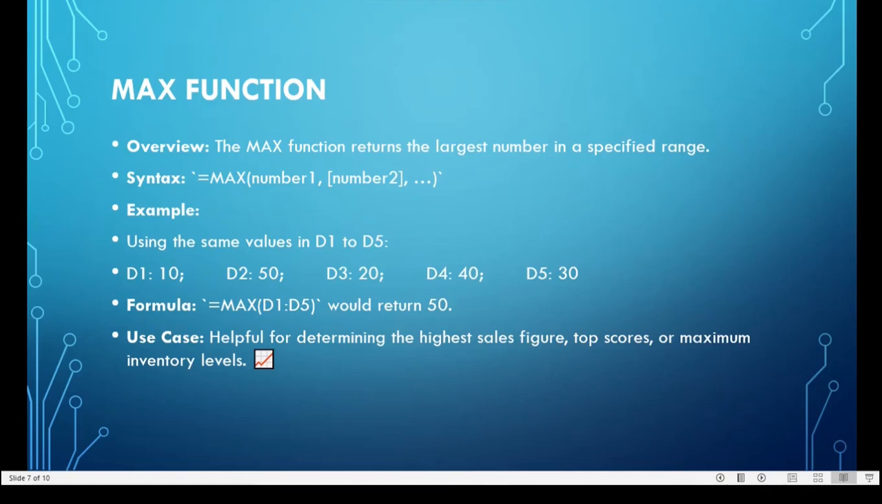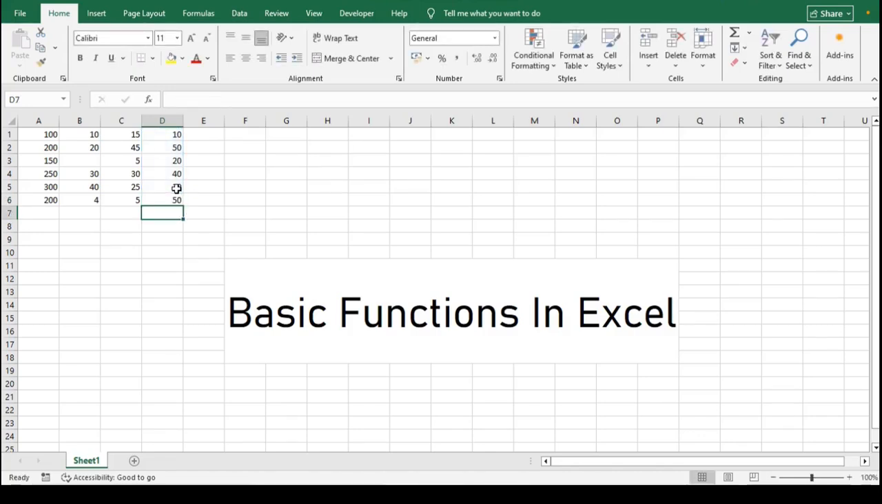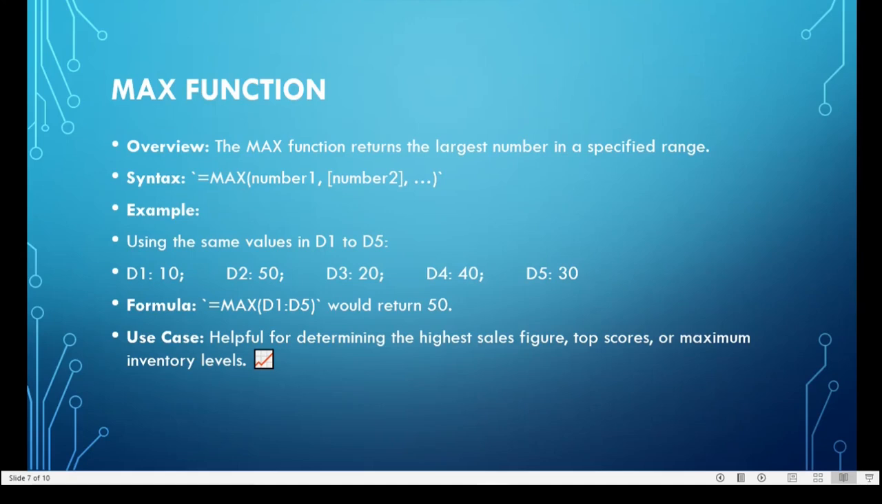This function is useful for identifying the lowest score in a dataset or the least expensive item in a price list. The max function. The max function returns the largest number in a specified range, making it easy to find maximum values. The syntax for the max function is =MAX followed by number 1 and additional numbers in parentheses. Using the same values in D1 to D5, if D1 equals 10, D2 equals 50, D3 equals 20, D4 equals 40, and D5 equals 30, the formula =MAX(D1:D5) would return 50. This function is helpful for determining the highest sales figure, top scores, or maximum inventory levels.